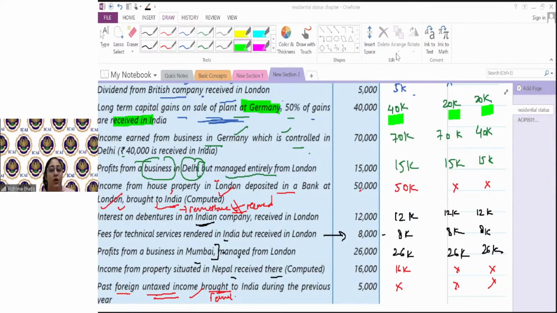Now coming to R&NOR, income which is accrued outside India and which is controlled from India, is taxable in the hands of resident but not ordinary resident. We read this in scope. Okay. Ignore alternate minimum tax. Ignore for the time being, please.